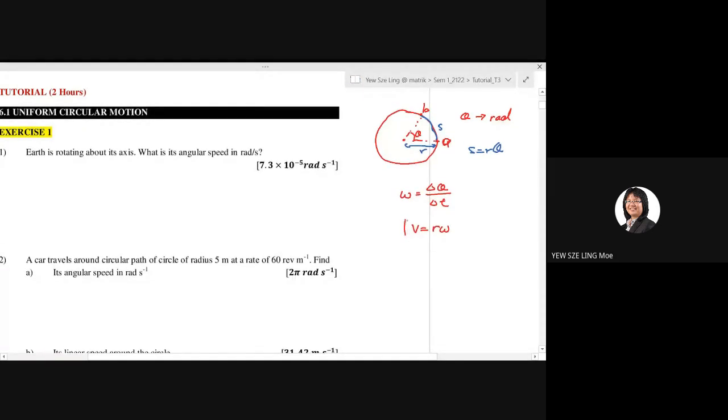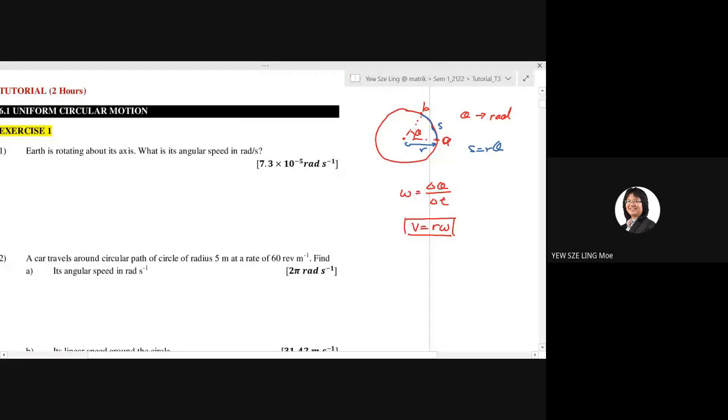So this is very important. We are going to use these equations quite often in chapter 6. How to convert from angular speed into linear speed, or from linear speed to angular speed. They are interchangeable, and you have to know how to transform from one to the other.